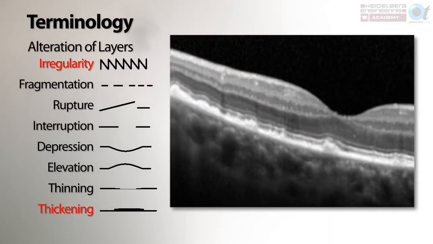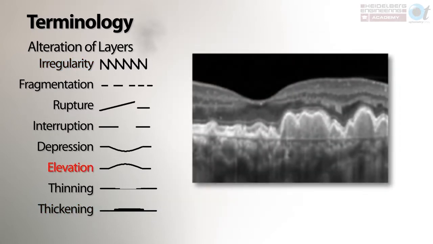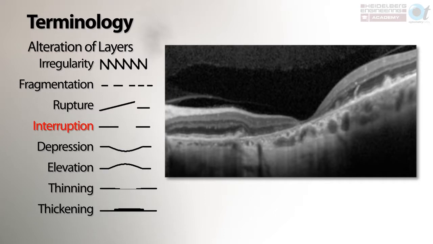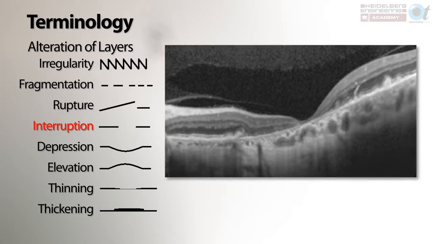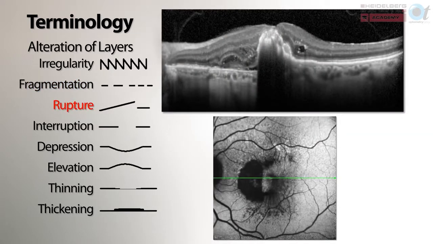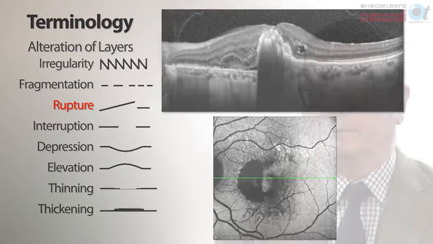Here, what we're looking at is an irregularity and thickening of the retinal pigment epithelium. Next example shows an elevation of the retinal pigment epithelium. Here we're looking at an interruption of the retinal pigment epithelium in a patient with RPE atrophy. Again, another patient with RPE atrophy, but this time showing fragmentation of the retinal pigment epithelium. There's a large area of atrophy and then two smaller areas nasal to that. And finally, a rupture of the retinal pigment epithelium in a patient with an RPE rip.